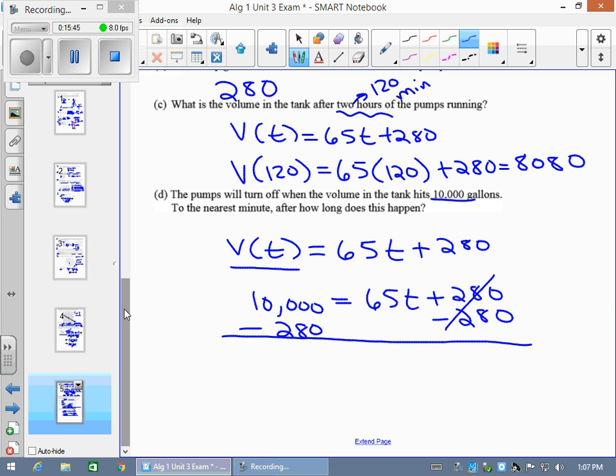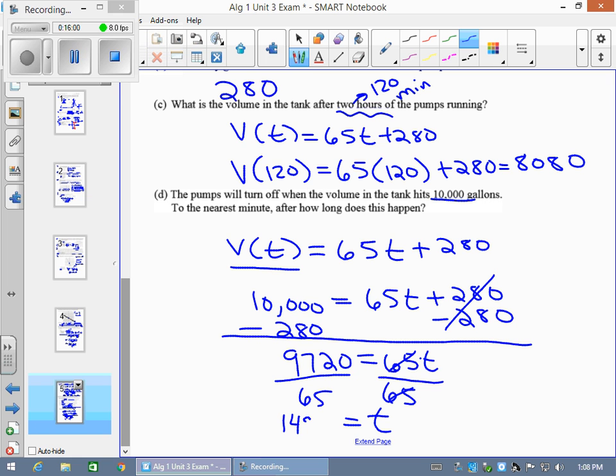Trying to isolate the t that's attached by multiplication, so we're going to divide both sides by 65. So t equals, this is an irrational number, 149.53 and so on. So again, I'm going to put that dot dot dot. But since the question says the nearest minute, I'm going to look at my answer and decide that since the tenths spot is a 5, I should round up to 150.